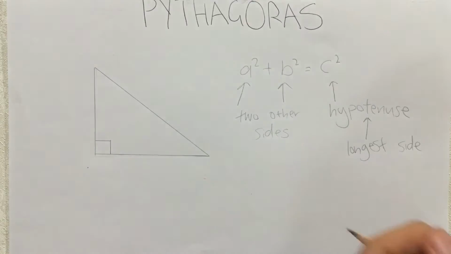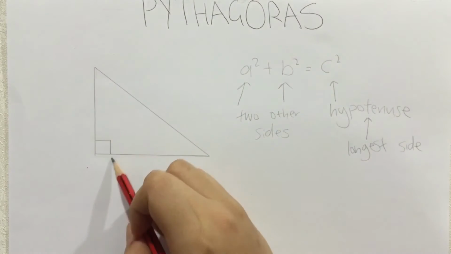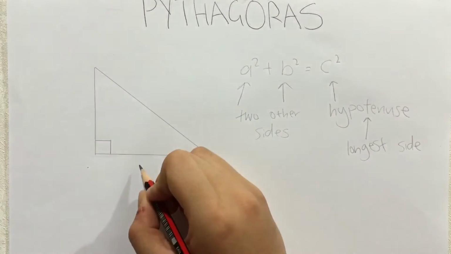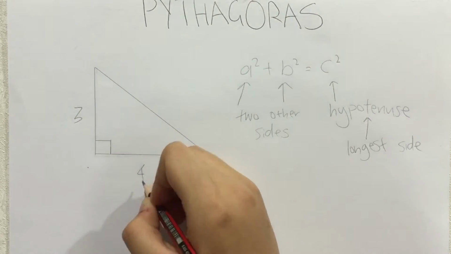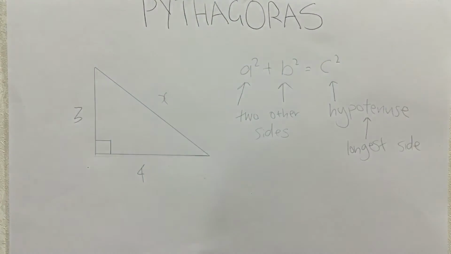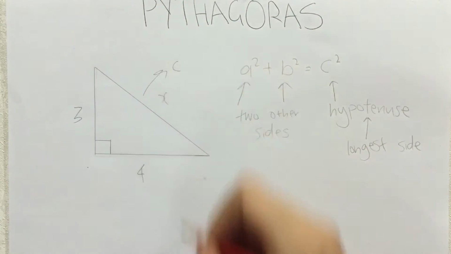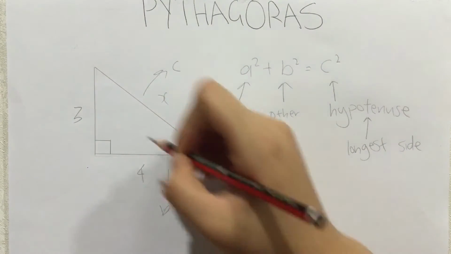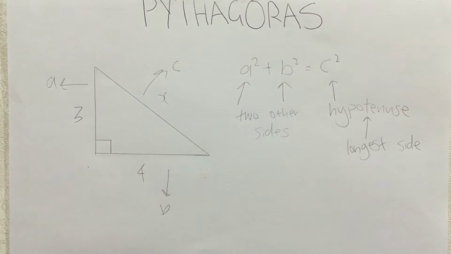The first example is if we have this right-angled triangle right here, which we know is right-angled from this square, we can say that if this length is 3 and this length is 4, what is this length? We know from what I previously said that the longest length, the hypotenuse, is always C. The other two lengths, A and B. It doesn't matter what length becomes A and what length becomes B, as long as it's not the longest length, the hypotenuse.